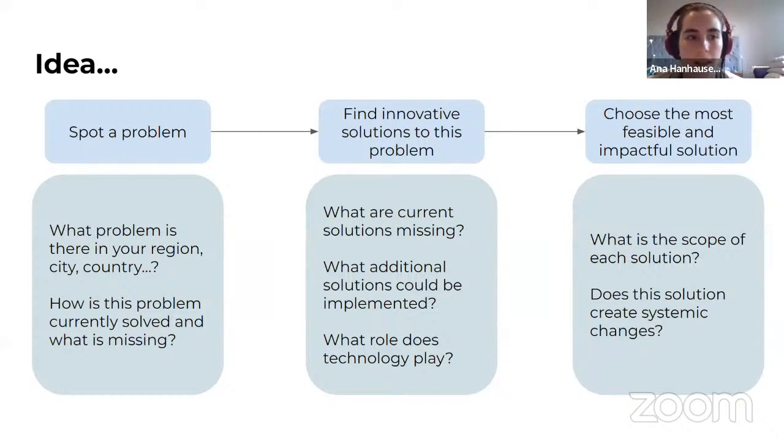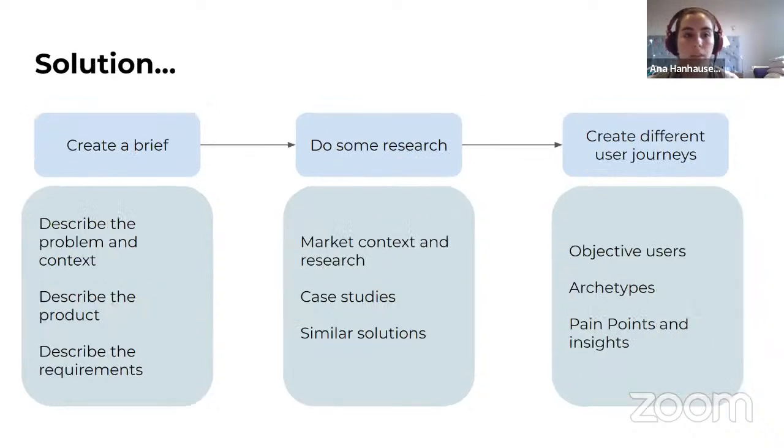If we go to the next slide, we will talk about thinking about the solution, right? Once we have this solution, this idea that we want to execute, we have to create a brief. In the brief we describe the problem and the context of this problem. We describe the product that we want to create and the requirements. So this is our first approach to putting on paper what we want to do.